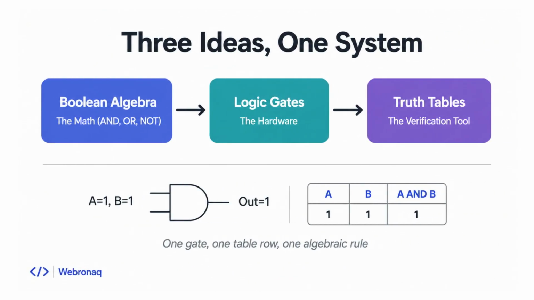Let us pull this together. Boolean algebra gives us the rules. AND, OR, and NOT define what logical operations are possible and how they behave mathematically. Logic gates give us the physical form. Each gate is a circuit that implements exactly one of those algebraic rules using transistors and electrical signals. Truth tables give us the verification method. By exhaustively listing every input combination and its output, we confirm that a gate or chain of gates behaves exactly the way the algebra says it should.